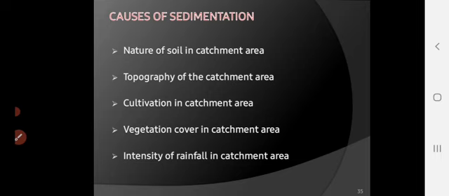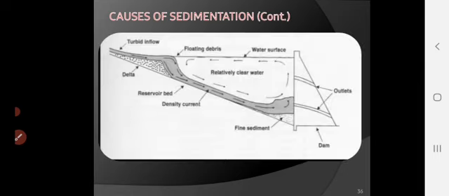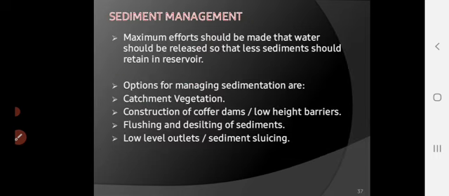Intensity of rainfall in the catchment area. So if the intensity of rainfall is high, then it increases the rate of runoff and more erosion is there, the river carries more sediment and sedimentation is high for the reservoir. So this is the relationship of these factors with sedimentation, right? That we have to discuss likewise.